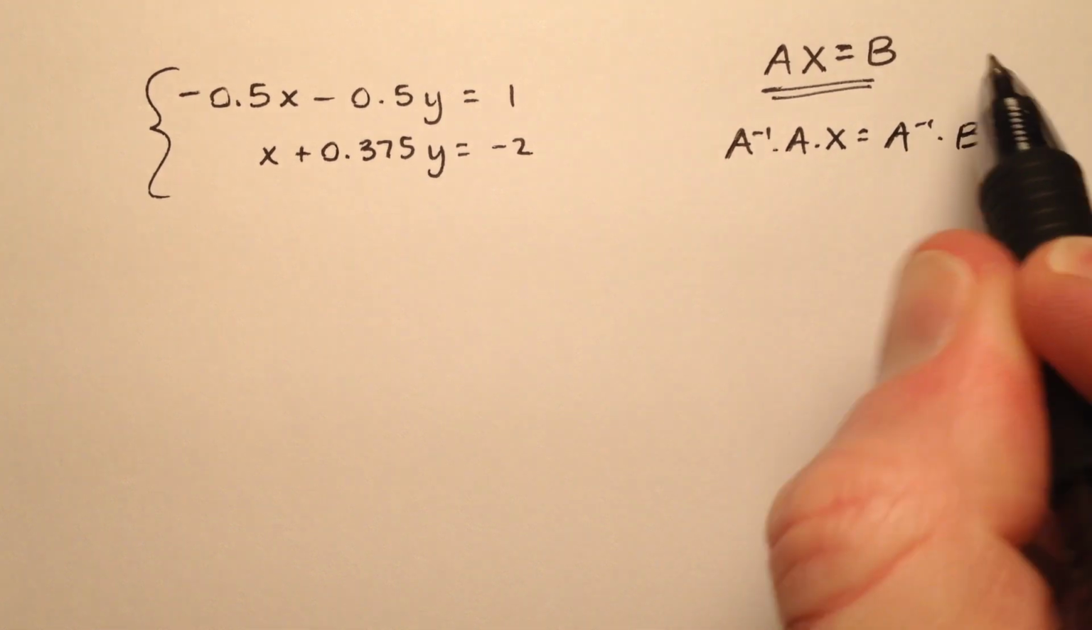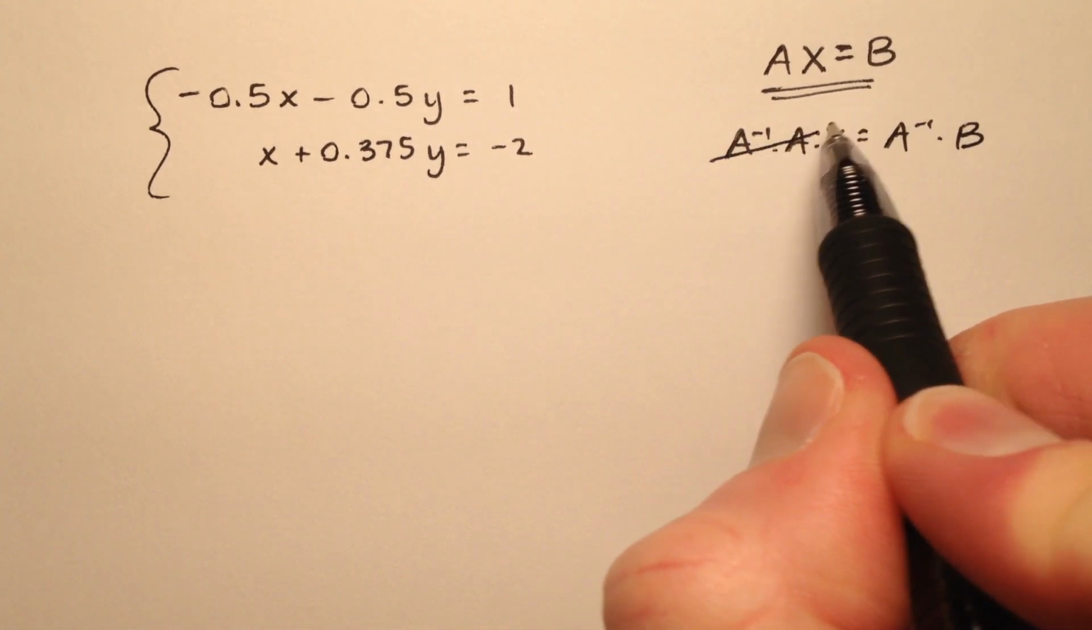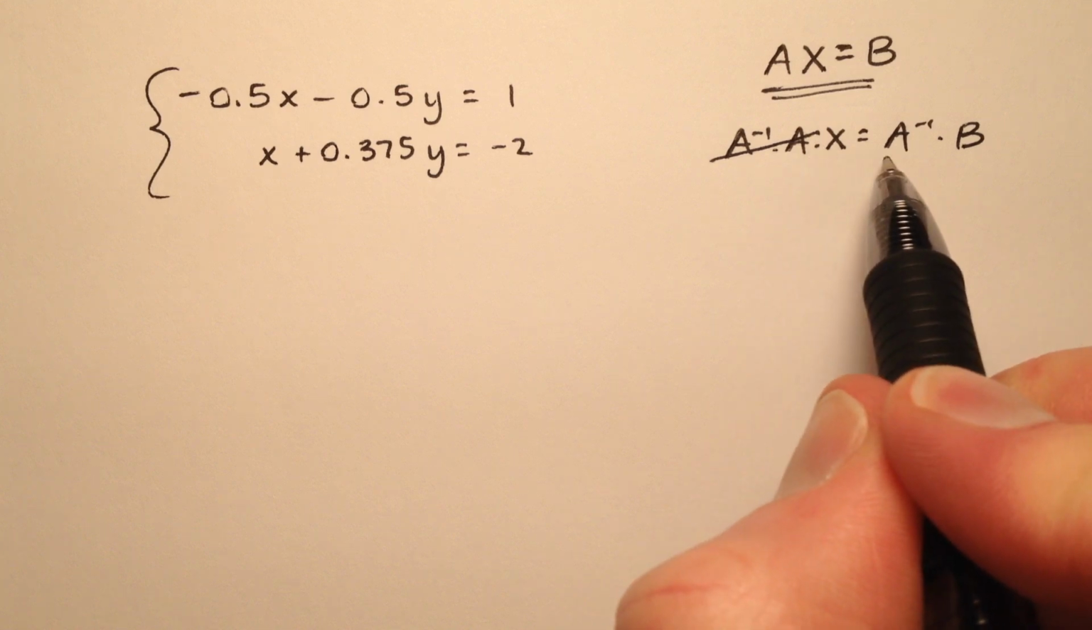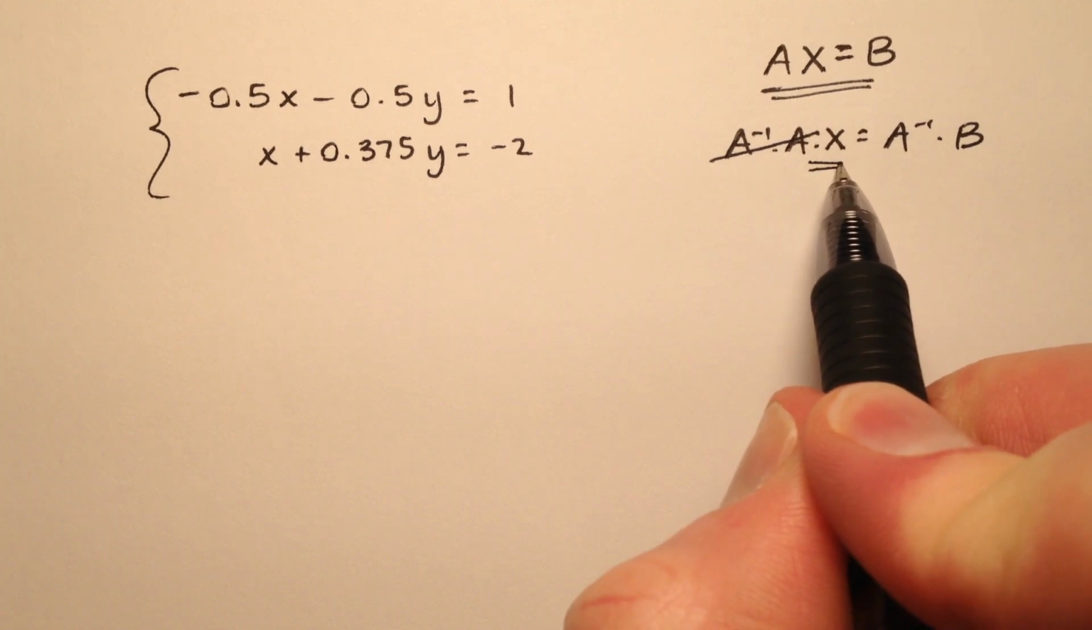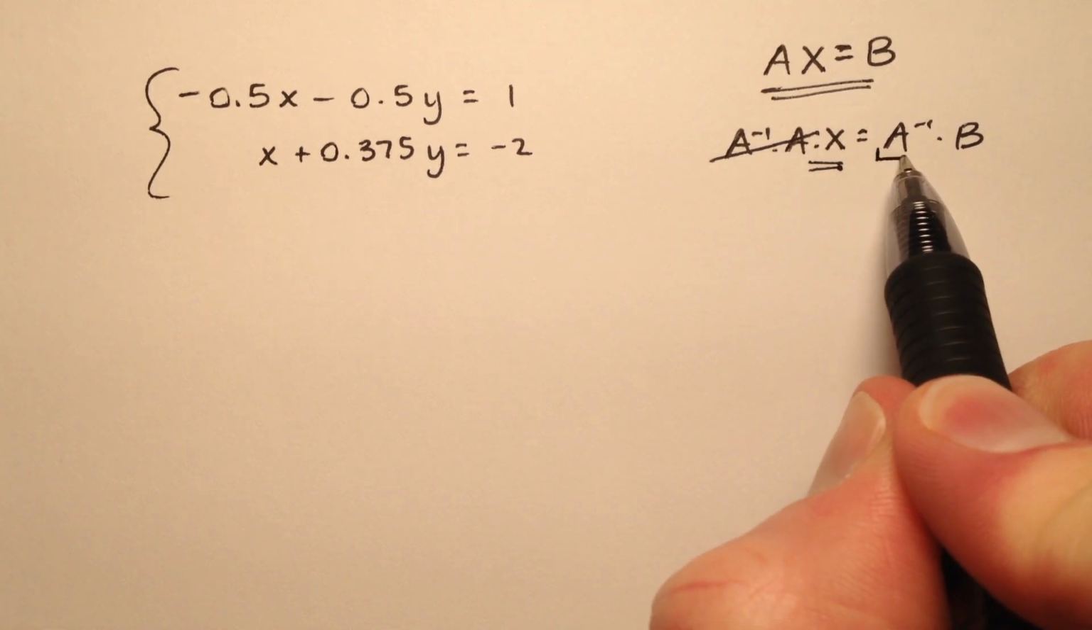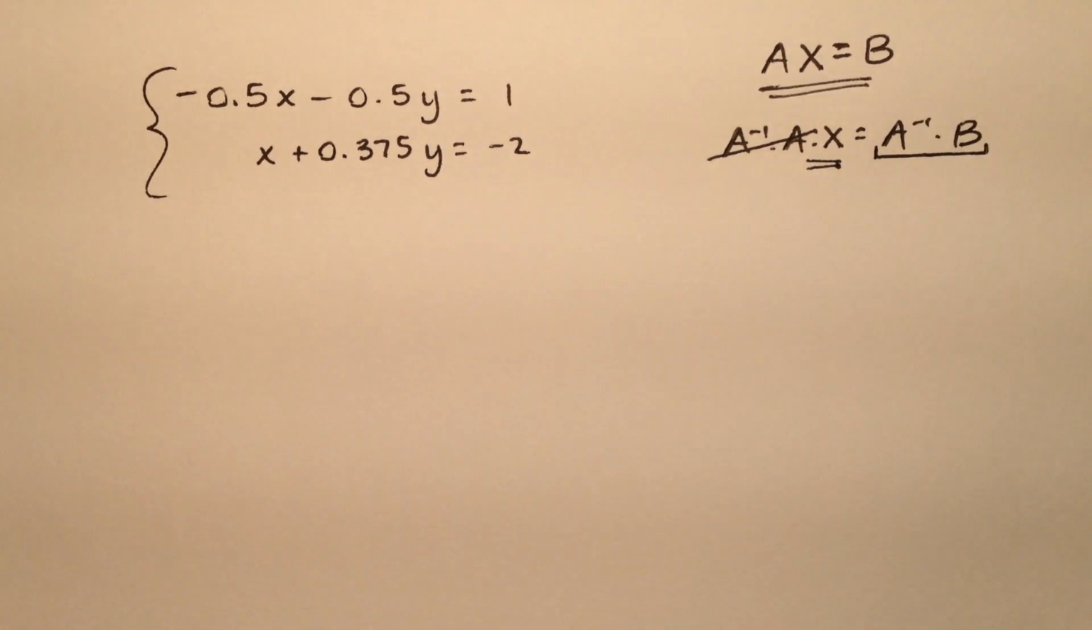And when we do this, on the left side, our A inverse and A will cancel, and I'll be left with just X. And I'll have on the right side, whatever I get when I simplify that will be the answer.